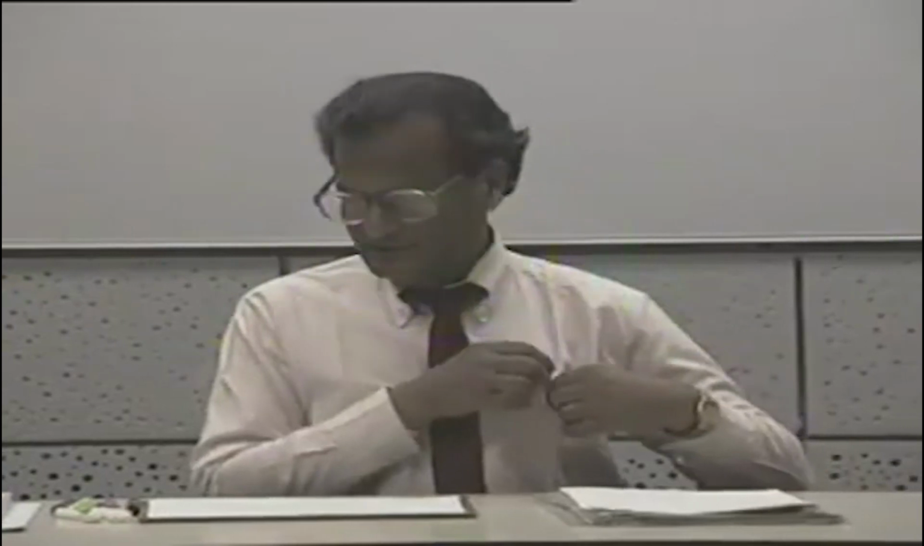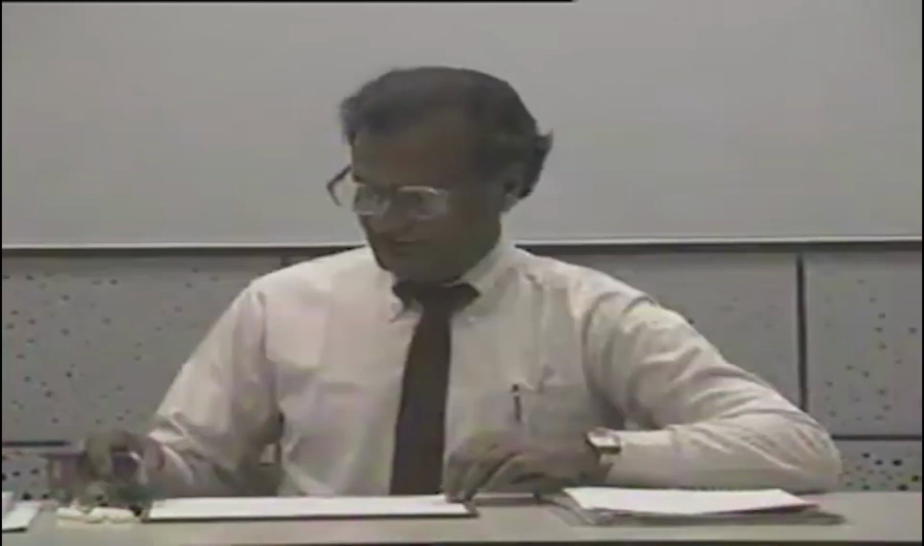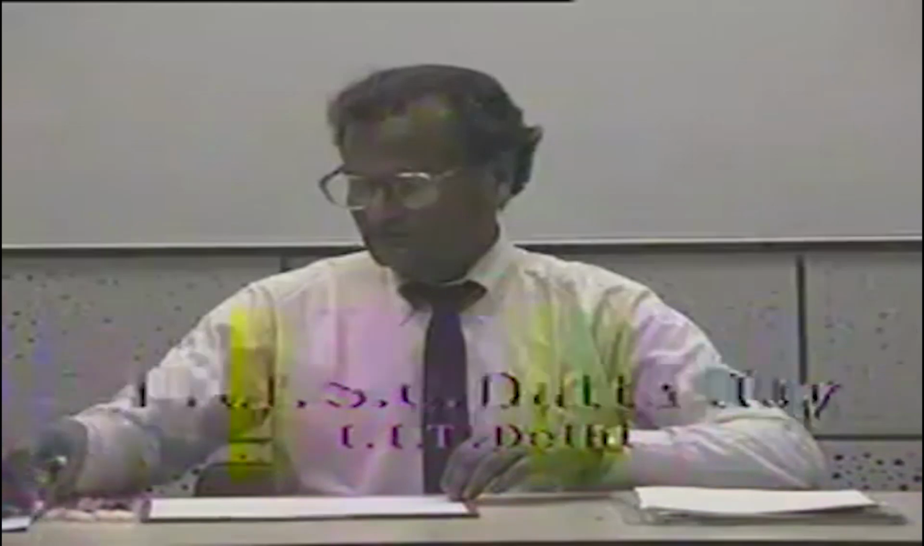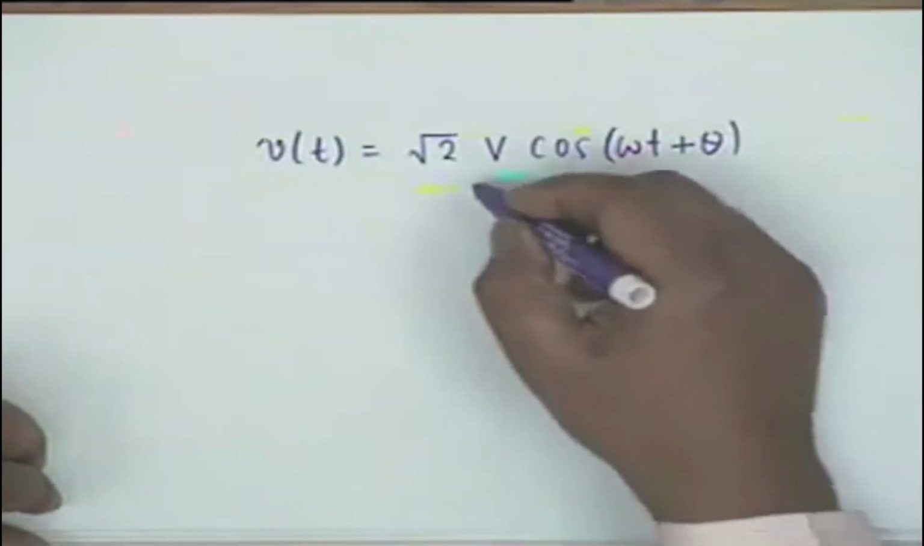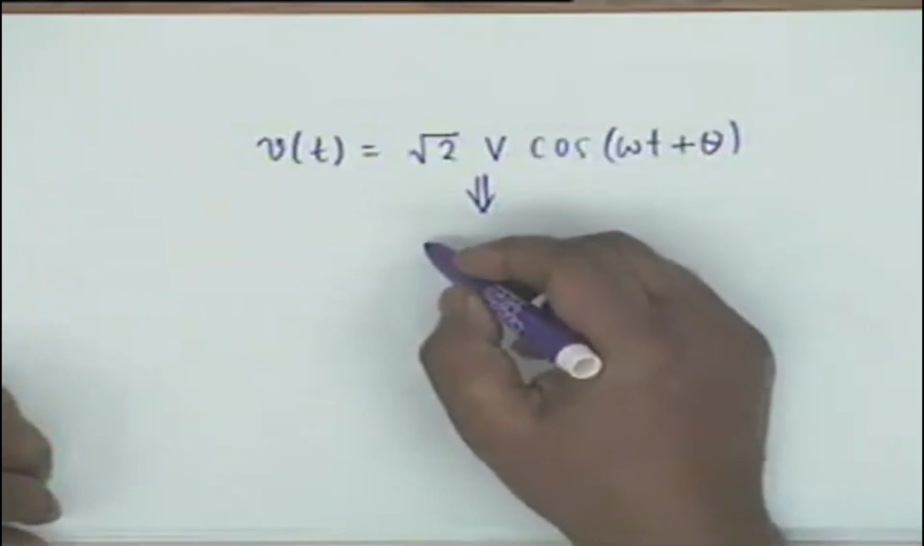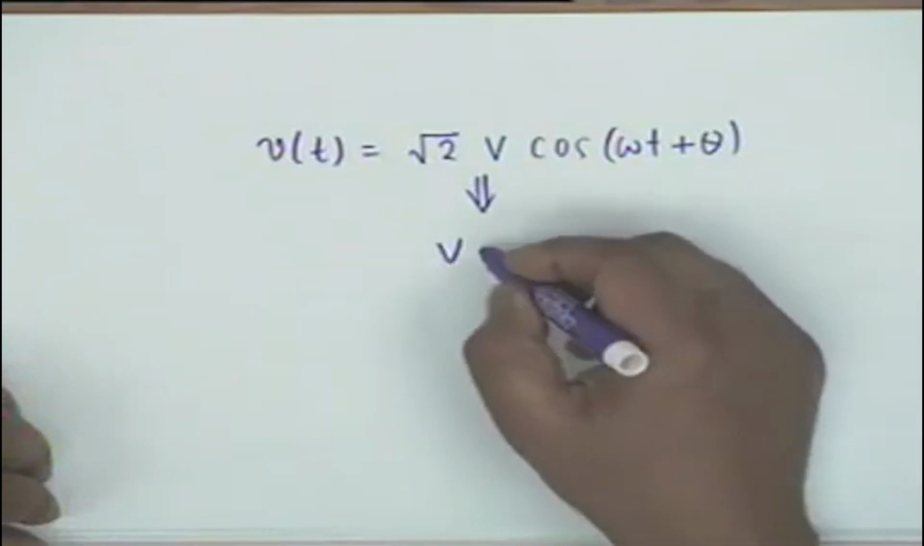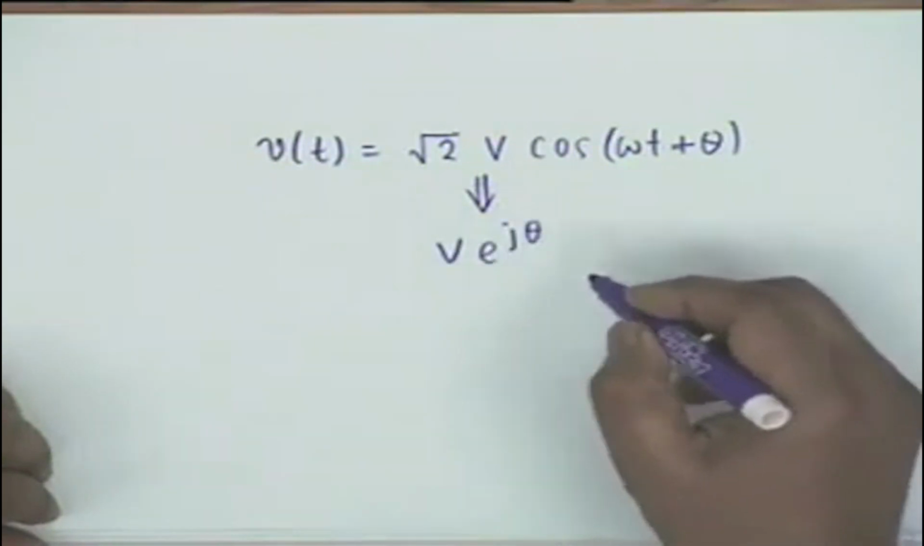This is the 17th lecture on phasors and their applications in AC circuit analysis. As you recall, in the last lecture, the 16th one, we introduced an artificial concept of phasors, which basically transforms a voltage or a current of the form root 2 V cosine of omega t plus theta into a phasor, which is represented as capital V e to the power j theta.